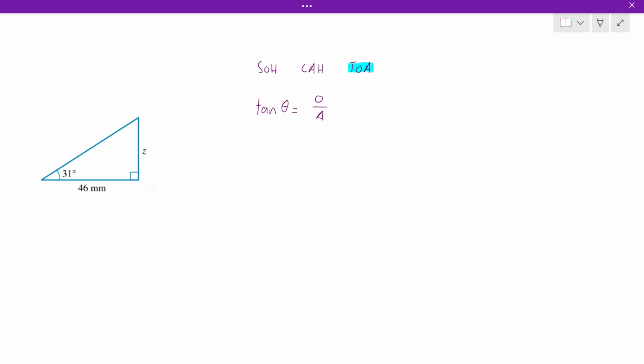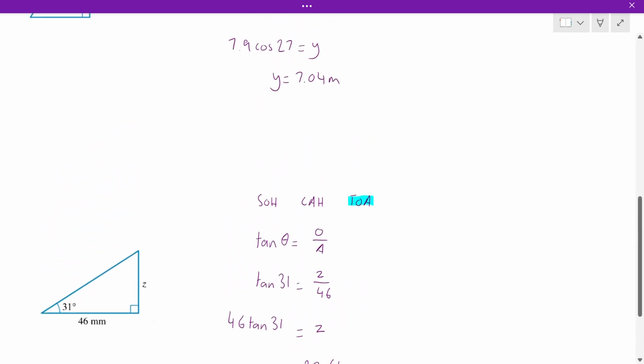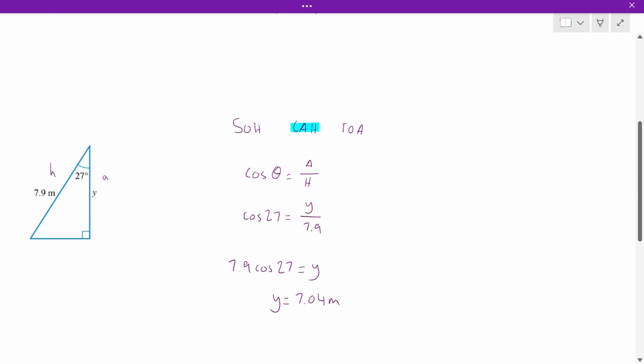Okay, let's add some values in. So tan of 31 equals z divided by 46. Again, let's multiply up the 46. So 46 times tan of 31 equals z. And z equals 46 times tan of 31, 27.64. And the units, this time we're in millimeters. Okay, those are a few basic examples of finding unknown side lengths using trig ratios.